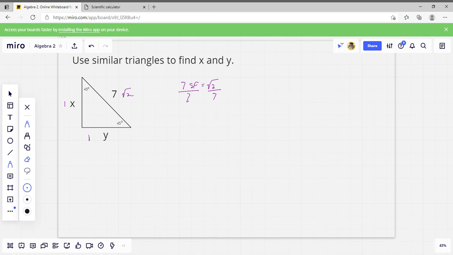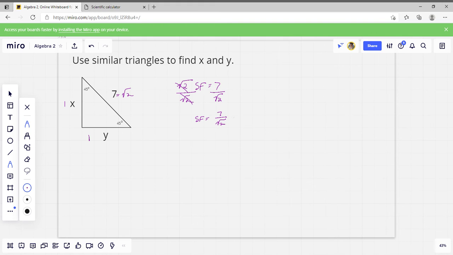No, other way around. Whoopsie. Hang on, it is. Okay, so that means square root of 2 times the scale factor equals 7. There we go. Alright, then we divide by square root of 2, and we're going to get our scale factor equals 7 over the square root of 2.